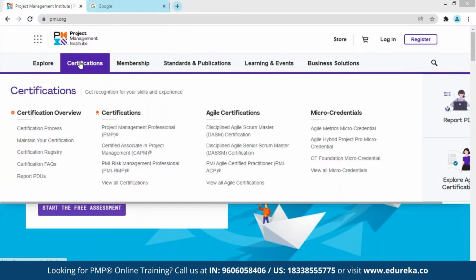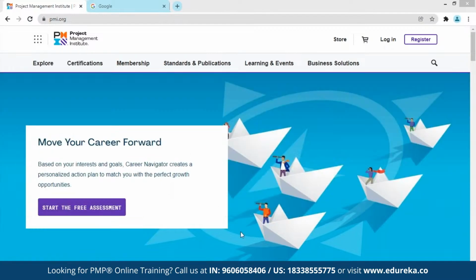If you hover around certifications, you will find the whole list of certifications that are there, and we are going to focus primarily upon Project Management Professional. If you click on each of these links, it will directly take you to the landing page, and you can get more information pertaining to the credential. So primarily, what are we talking about? Why did we come this far?